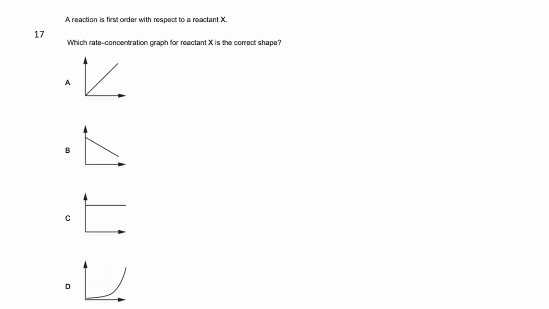17. These are rate concentration graphs now. It's first order with respect to x. Okay, so the rate increases linearly with the concentration, so that will be A.